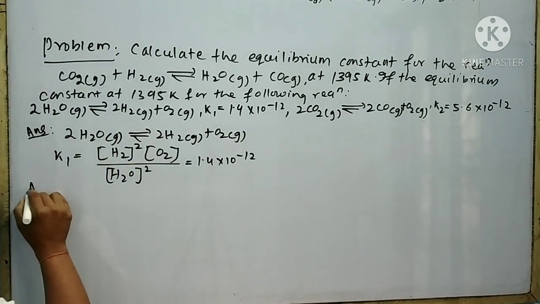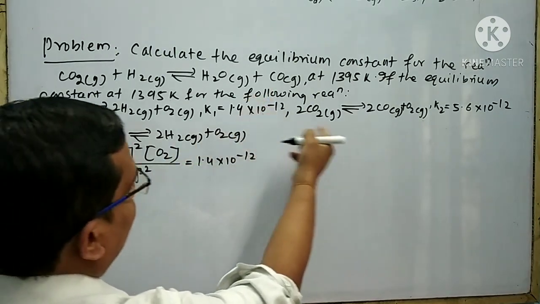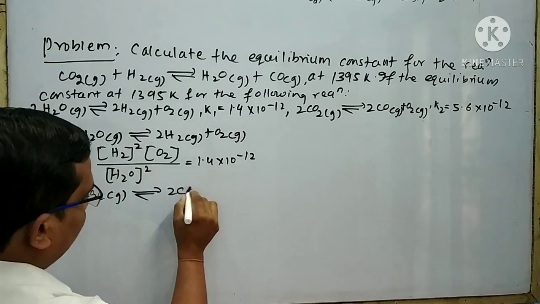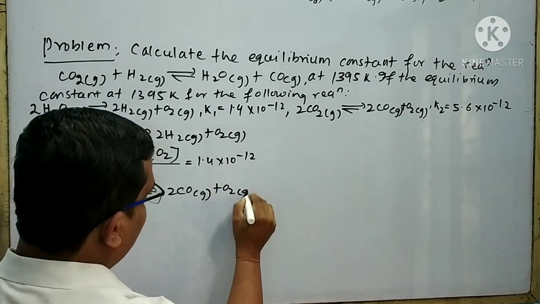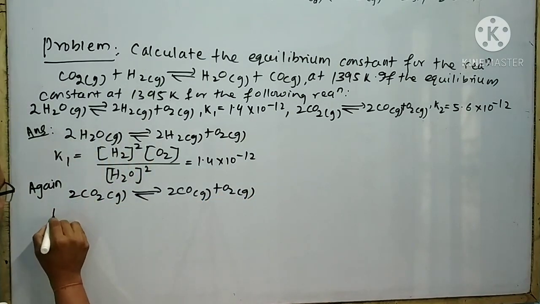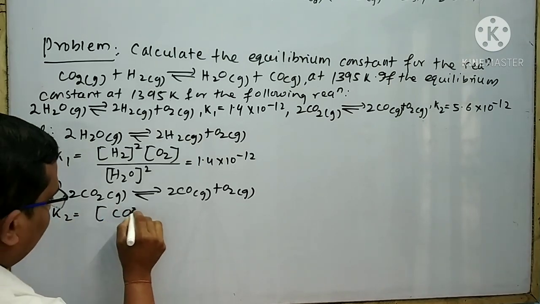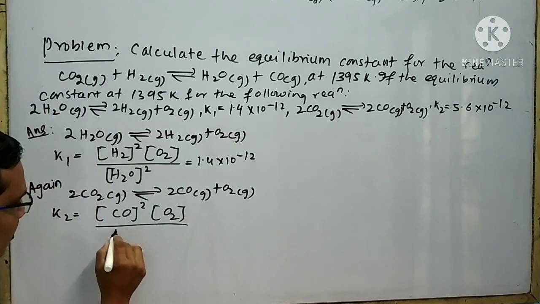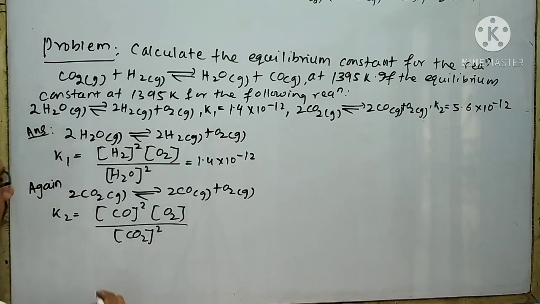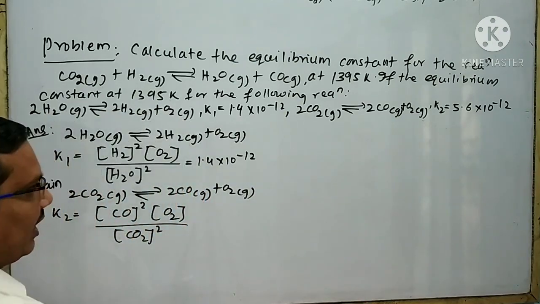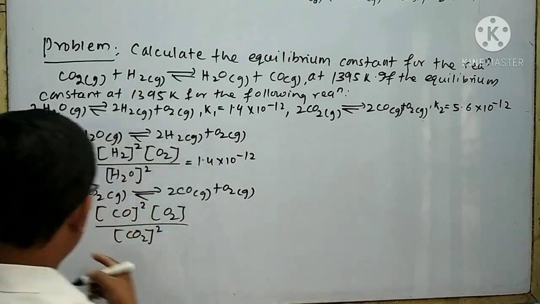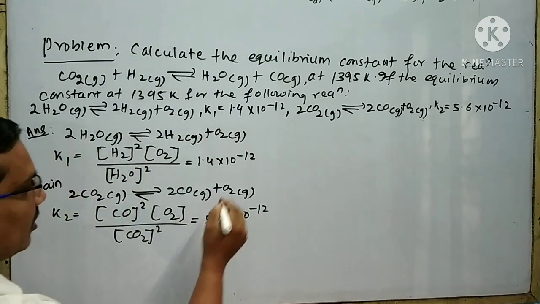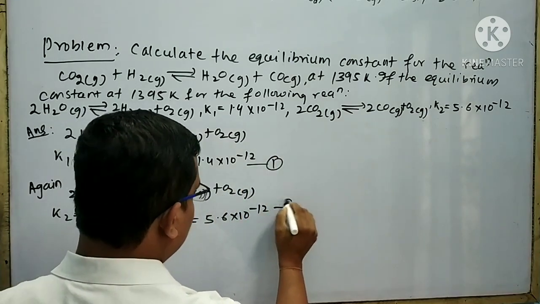Again another reaction is given, that is 2CO2 gas gives 2CO gas plus O2 gas. For this reaction I can write K2 equal to molar concentration of CO power 2 into molar concentration of O2 divided by molar concentration of CO2 power 2. For this reaction K2 is given, so here I can write 5.6 into 10 to the minus 12. This is suppose equation 1, this is suppose equation 2.